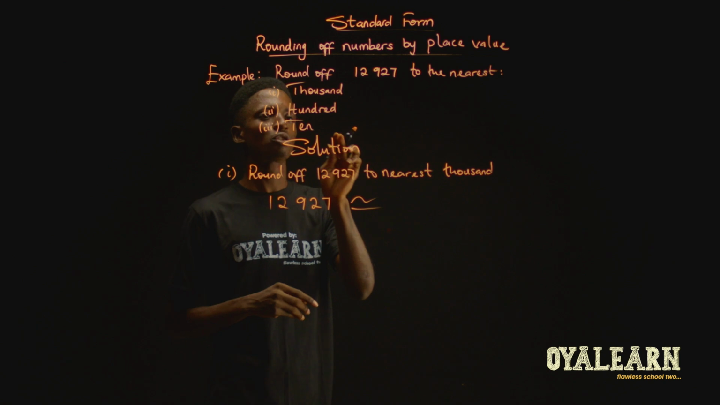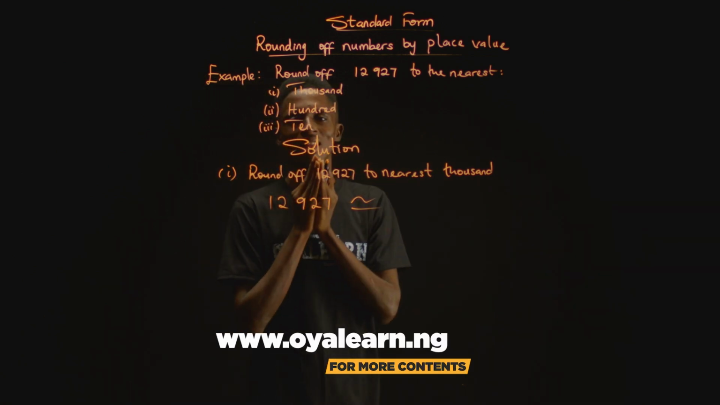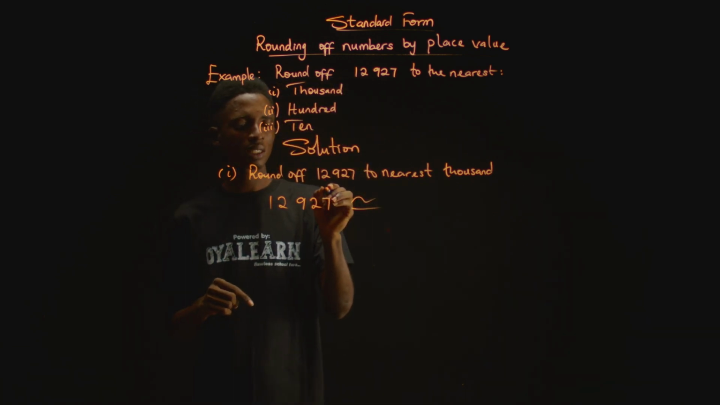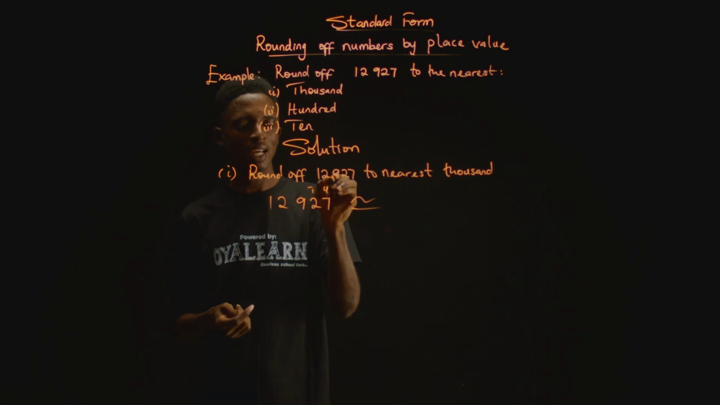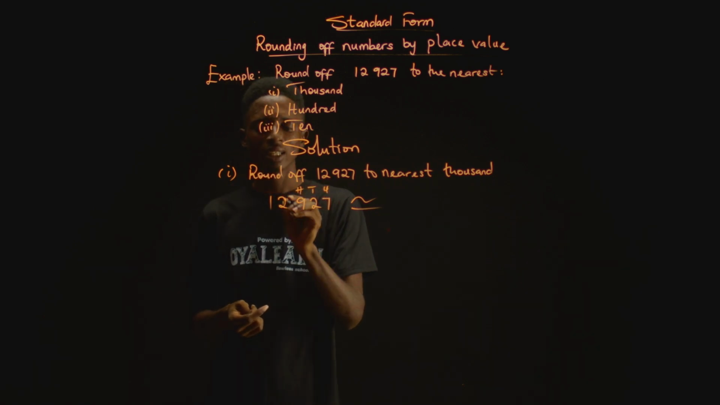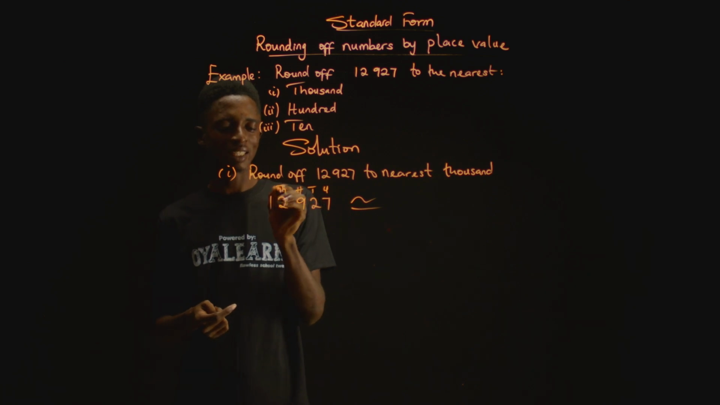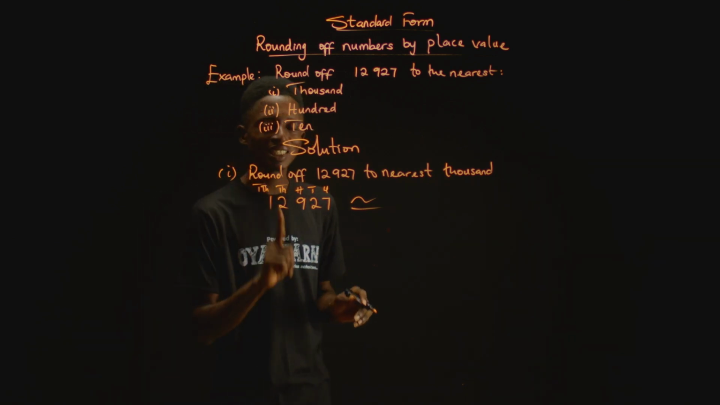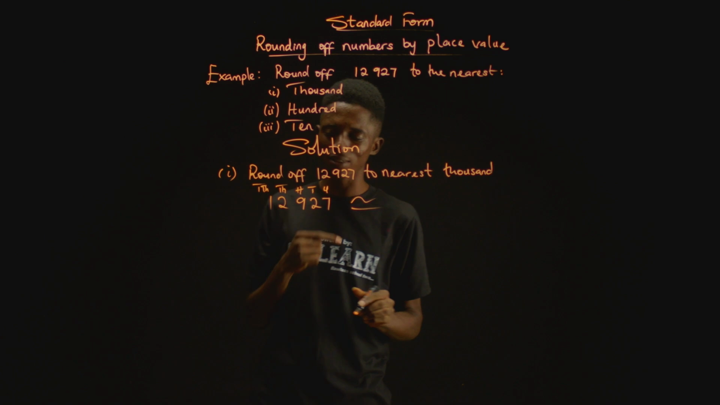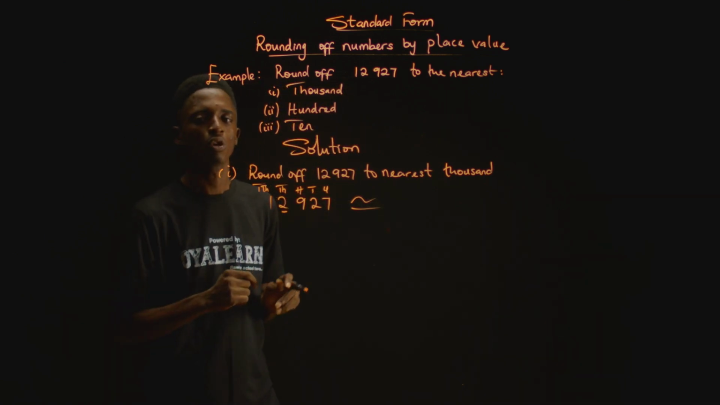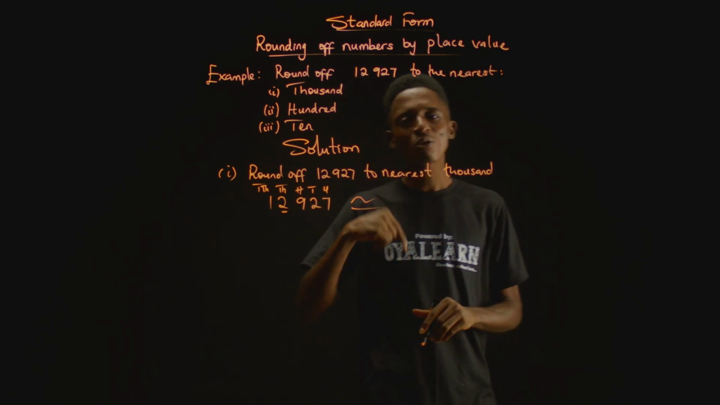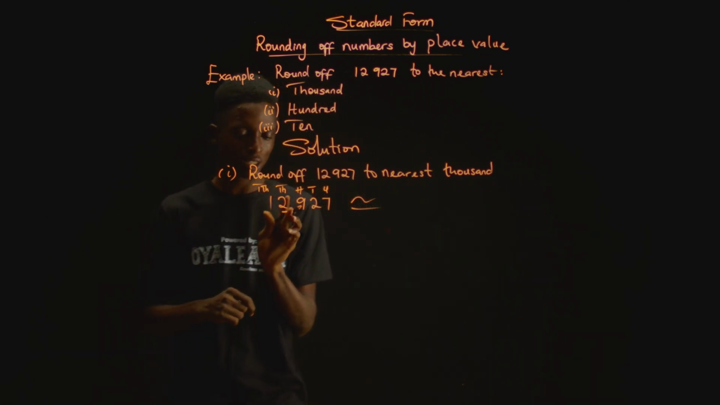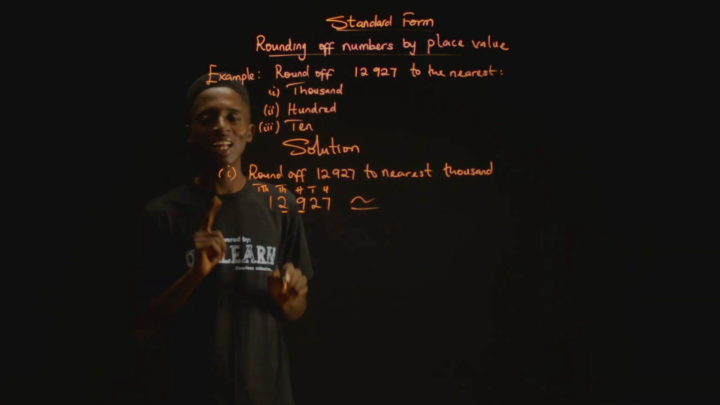First thing we do is to look at the digit that is at the place value we are rounding off to. That is the rounding place value. This is the ones, so we call that unit. Then we have 10. Then we have 100. Then we have 1,000. And then 10 of 1,000. So the digit that is lying at the rounding place value is digit 2. Now that we have identified the digit, we look at the digit to the right of that place value. And the digit to the right of the digit 2 is digit 9.